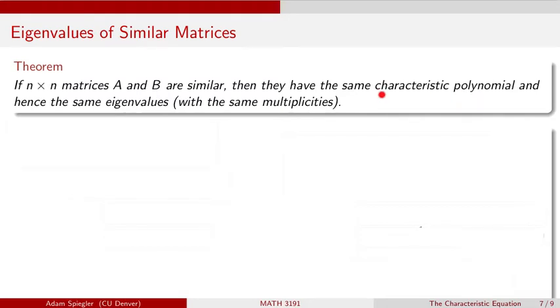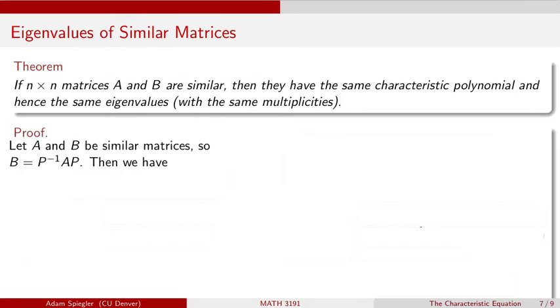And if matrices have the same characteristic polynomial, they're going to have the same eigenvalues because the eigenvalues of a matrix are exactly the roots of the characteristic equation. So if two matrices have the same characteristic polynomial, they have the same characteristic equation, and thus they're going to have the same eigenvalues with the same multiplicities. So let's take a look at how we can prove this really important theorem.